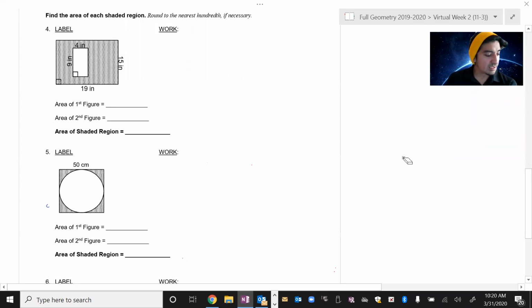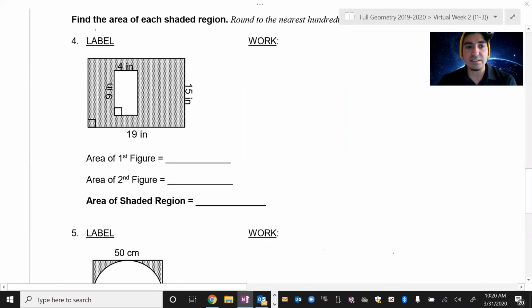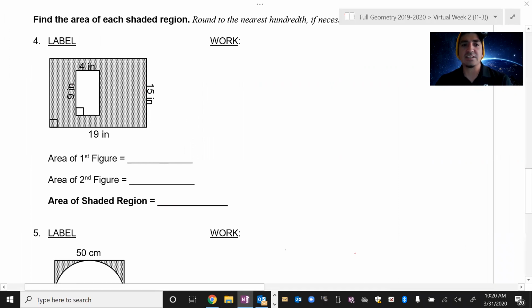So in this video, we're going to cover composite figures, but in this case, we're going to be working with the shaded regions. For number 4 here, we have to look for the area of the shaded region. As you can tell, it kind of looks like it's missing a part inside of it. Round to the nearest hundredth if necessary. So always be careful with what you're rounding with, especially when you run into the nearest hundredth.